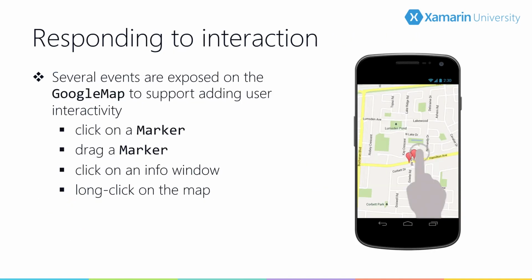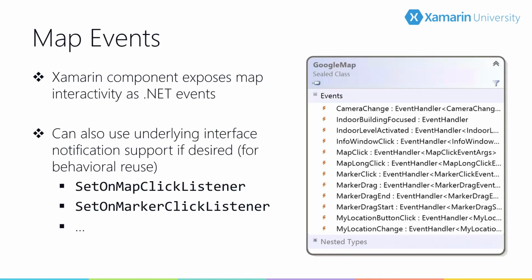We can also interact with the markers in the info windows, as well as with the map itself. Xamarin exposes traditional .NET events on the Google Map instance to provide these interaction points. Under the covers, the map actually uses Java interfaces for notifications, and this mechanism is exposed, and it could be used if you like, but the event approach surfaced by the Xamarin framework is much more convenient and .NET-like. You'll typically wire up all of your events when you initialize the map, often in your on-map ready implementation.